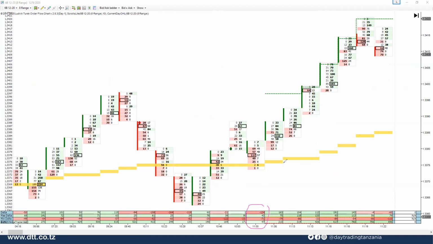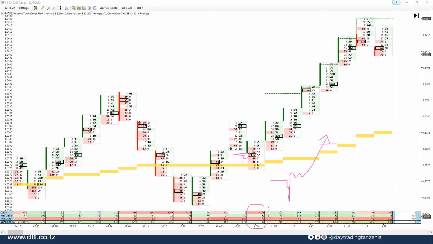We have negative delta, but why did the market not go down? Why did the market go up? Because the selling occurred in between the candle. It happened exactly after the market opened. So the market opened, sellers get in, they push prices down, then they fail, then the market reverses and now starts to trade up. Okay.